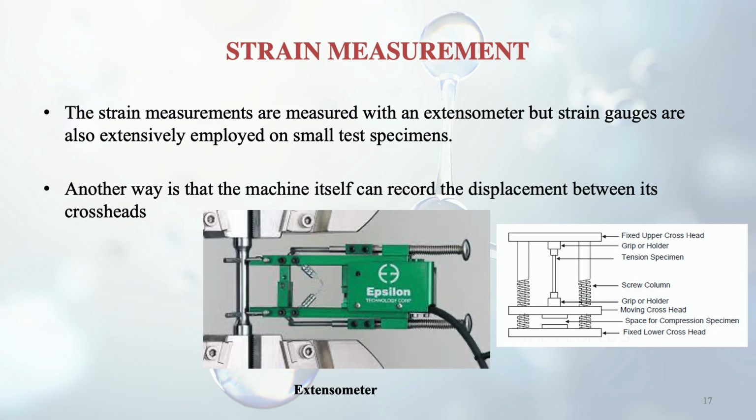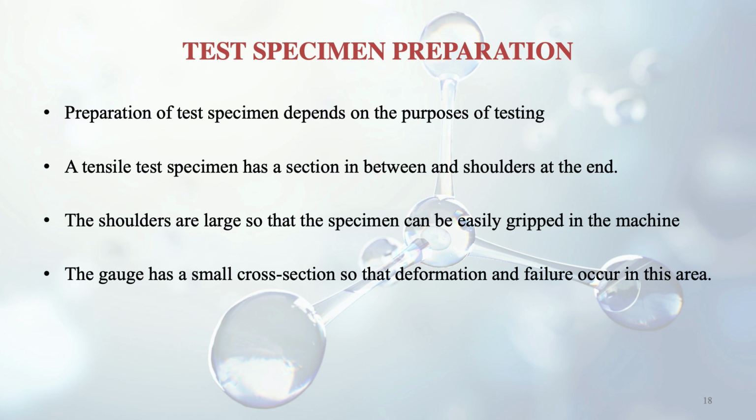So before starting with the simple tension test procedure, we need to prepare the test specimen. So how is it done? It depends upon the purpose of the testing, first of all. Then, a tensile test specimen has a section in between and shoulders at the end. So you can say it is a kind of a dumbbell.